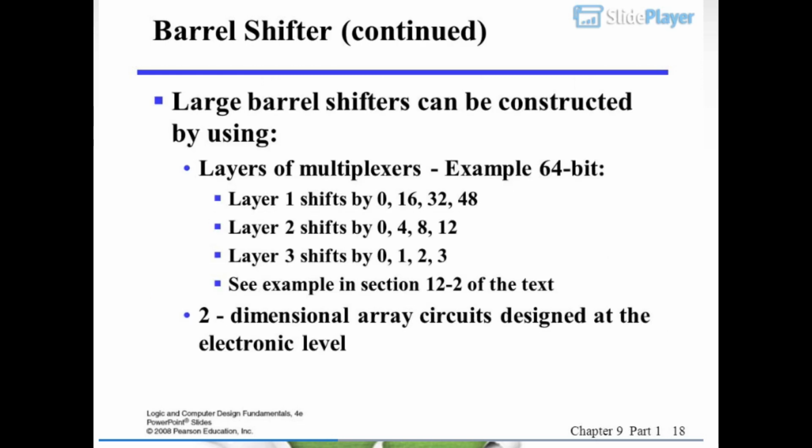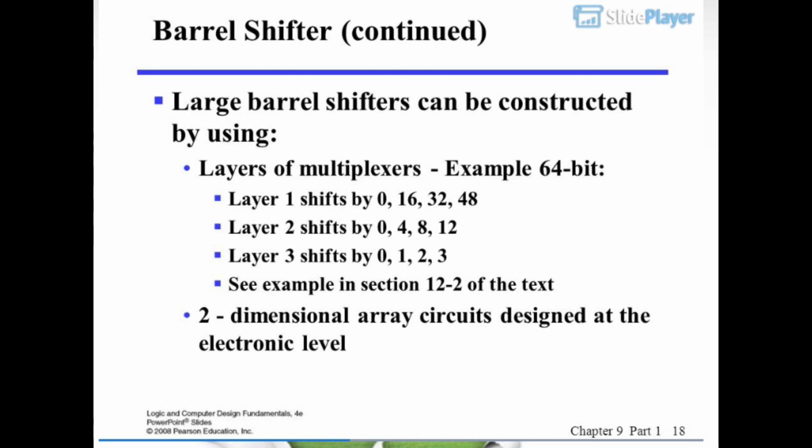Barrel shifter, continued. Large barrel shifters can be constructed by using layers of multiplexers. Example 64-bit: Layer 1 shifts by 0, 16, 32, 48. Layer 2 shifts by 0, 4, 8, 12. Layer 3 shifts by 0, 1, 2, 3. See example in section 12-2 of the text.